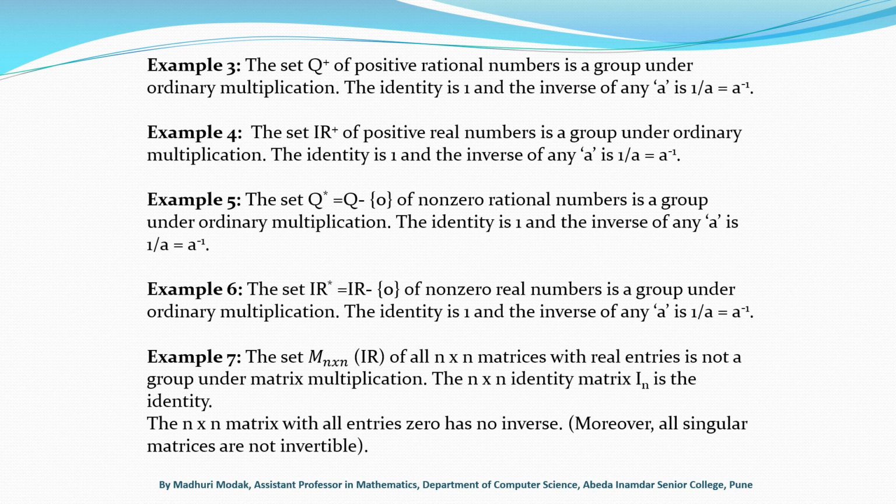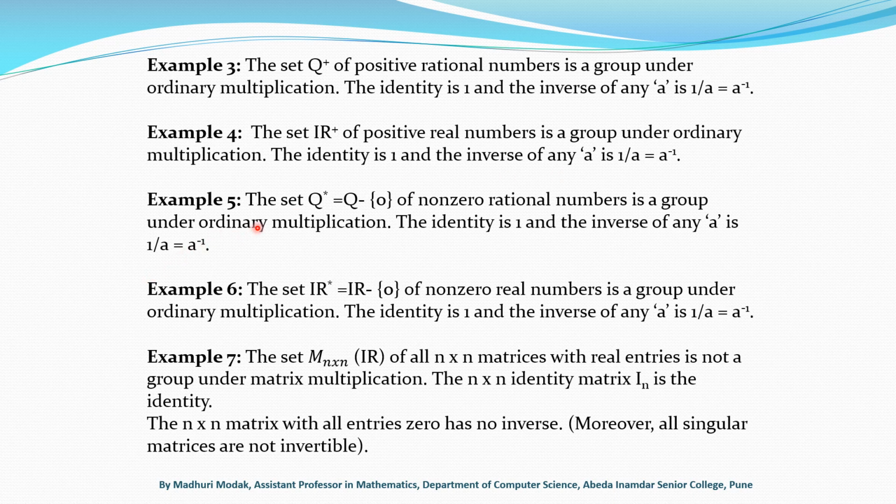Then the set Q plus of positive rational numbers is a group under ordinary multiplication. Multiplication of any two positive rational numbers is again a positive rational number. Multiplication is associative. Also, 1 is the identity element and the inverse of any element a in Q plus is 1 upon a. Similarly, R plus with respect to ordinary multiplication is a group with 1 as identity element and inverse of a as 1 upon a.